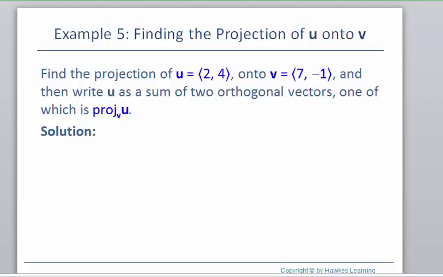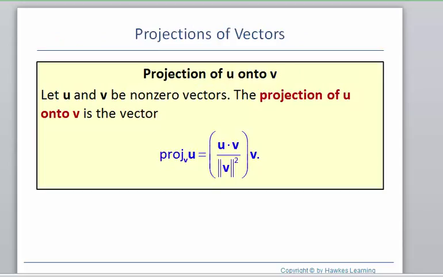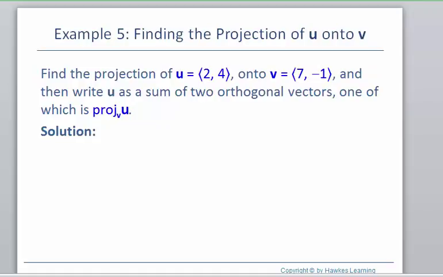Find the projection of u, where vector u is (2, 4), onto vector v, which is (7, -1). And then write u as a sum of two orthogonal vectors. Remember, orthogonal means perpendicular, one of which is the projection vector. Okay, so let's start, and we'll go back and get this formula, and let's write this formula down, and let's work on finding that projection vector first. I'm going to write the formula down so that we can work with that.